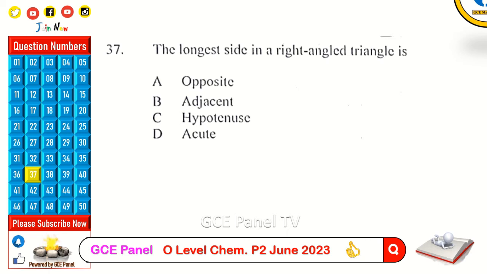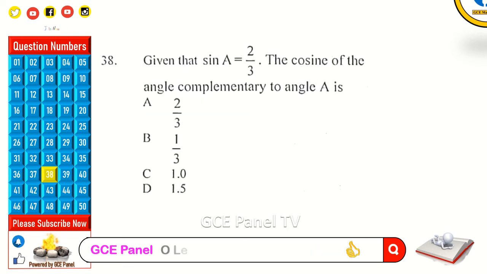Question 37. The longest side in the right angle triangle is called, of course, the hypotenuse. Primary school work. Question 38. Given that sine A equals 2 on 3, the cosine of the angle complementary to A is the same answer. If sine A is 2 on 3, then the complementary angle to A, its cos A will be 2 on 3.